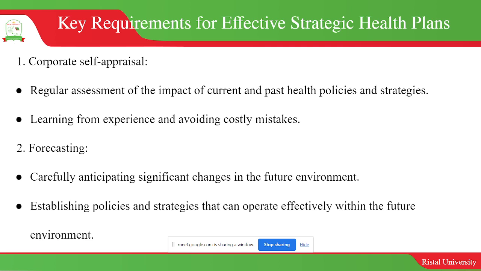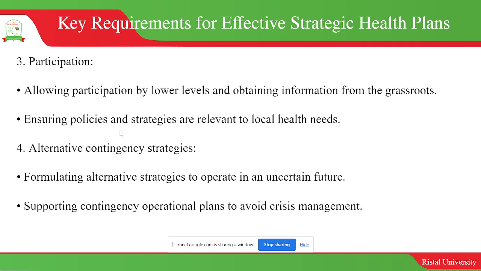cause losses. Okay, forecasting is another key thing that one needs in strategic health plans. That means you need to look at what is most likely going to happen in the near future, and then establish plans that can operate in that future that you're foreseeing.